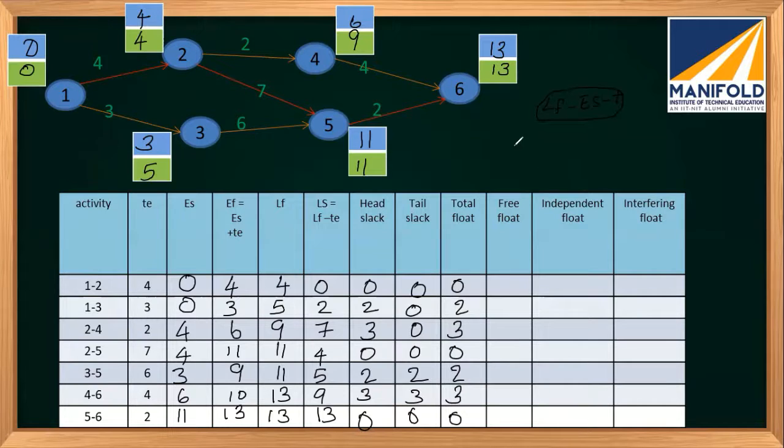Now free float is equal to total float minus head event slack. This is defined as that part of total float which we have the flexibility to use without affecting the succeeding activity. The succeeding activity will start at the earliest time, and whatever free time we have remains. So you can use this equation: total float minus head event slack. This is total float, this is the head event slack, so 0.